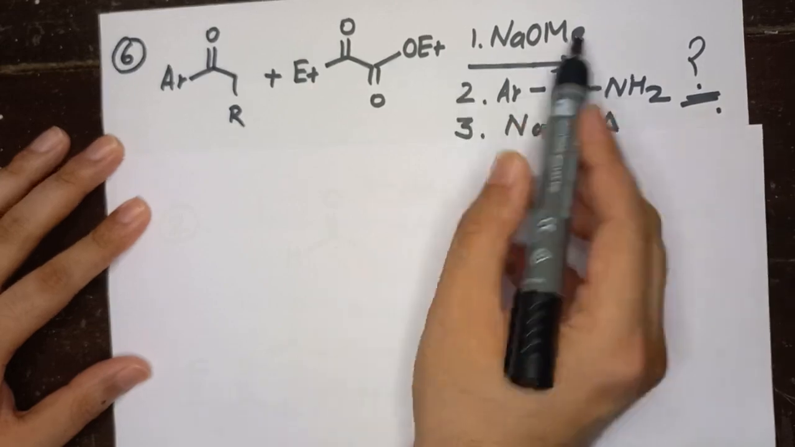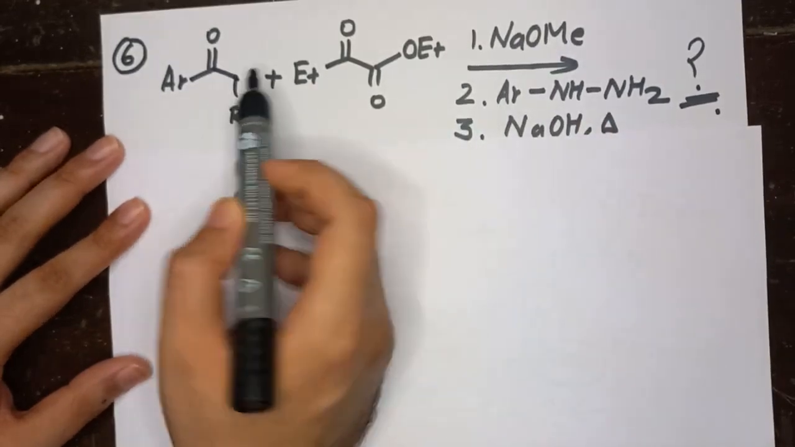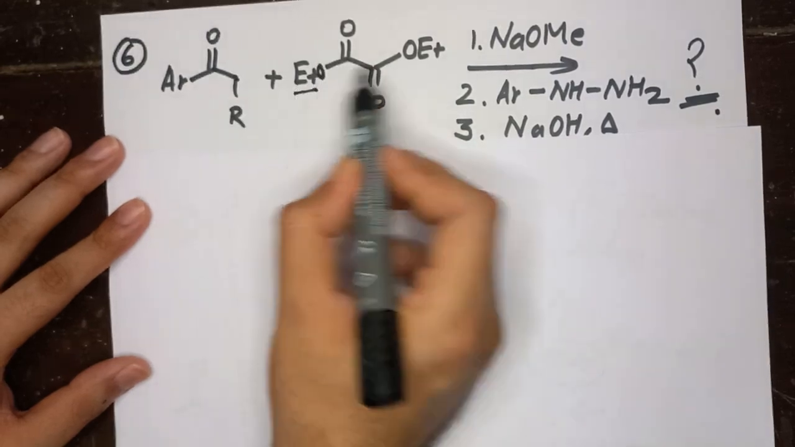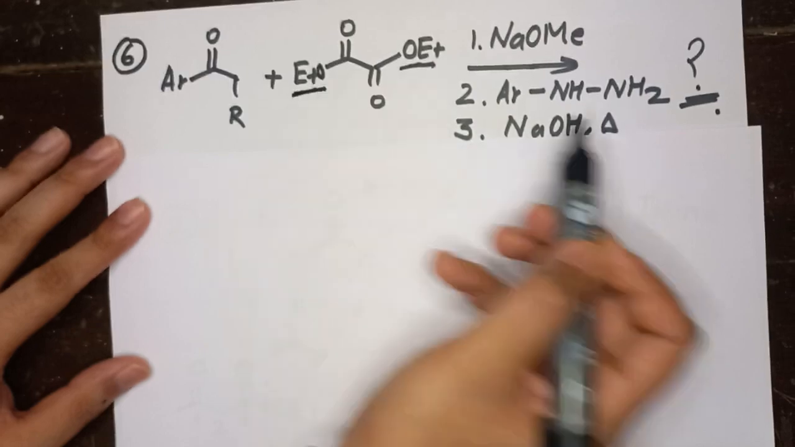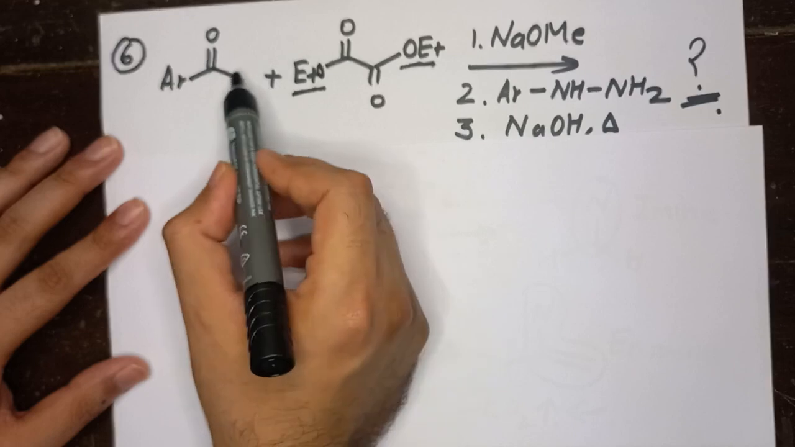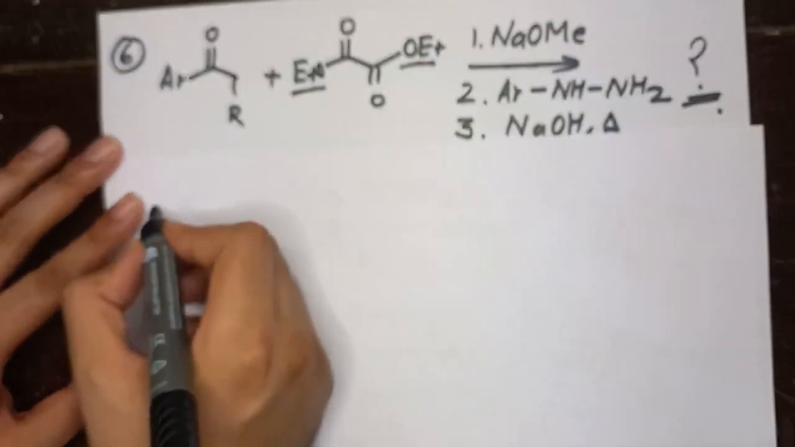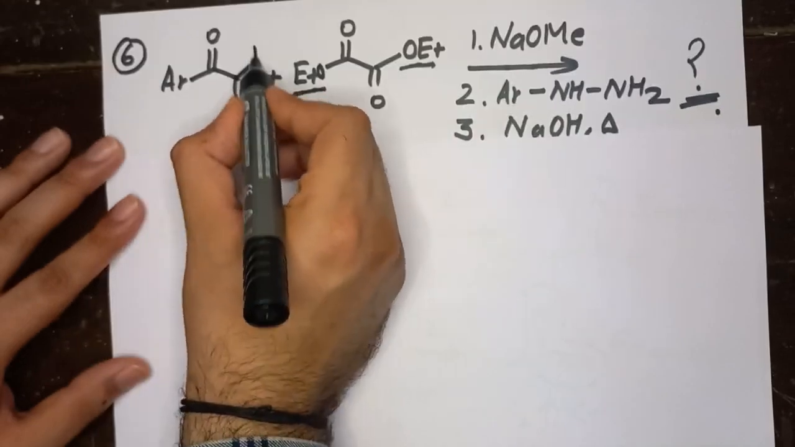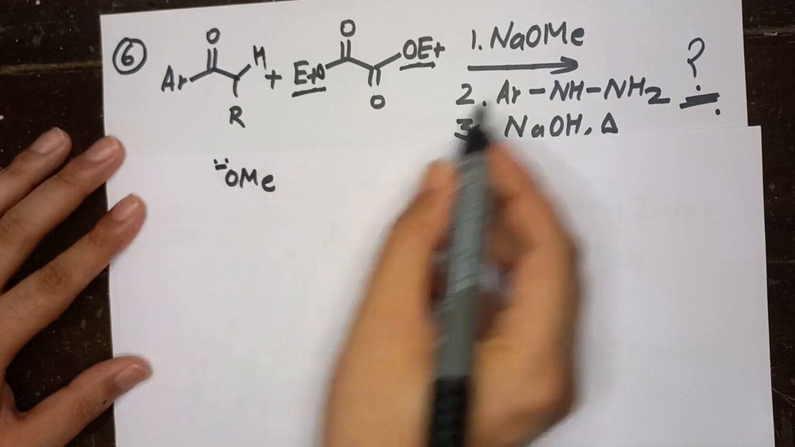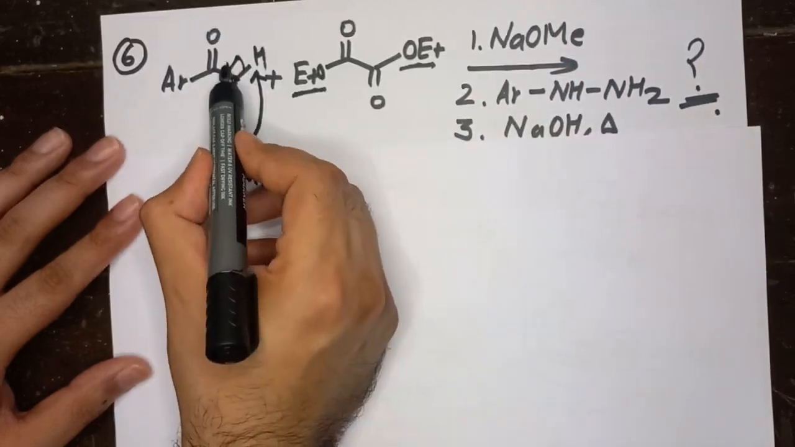Okay, so the first step, we see base. So this base is going to grab this proton. Okay, here we have OEt, both the sides we have OEt group. Okay, so this base is going to grab this proton. Because this is symmetrical, it doesn't matter, it will attack here and OEt group is going to leave. So we have proton here. Methoxide from sodium methoxide will grab this proton and will generate an enolate.